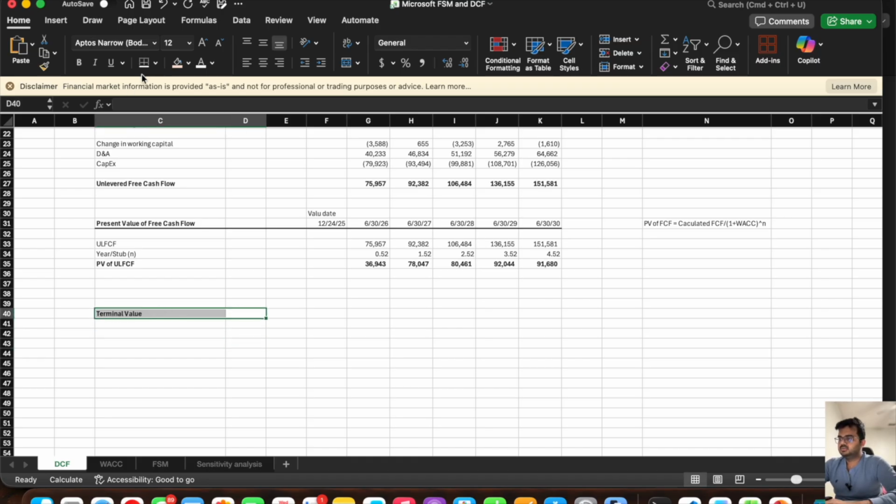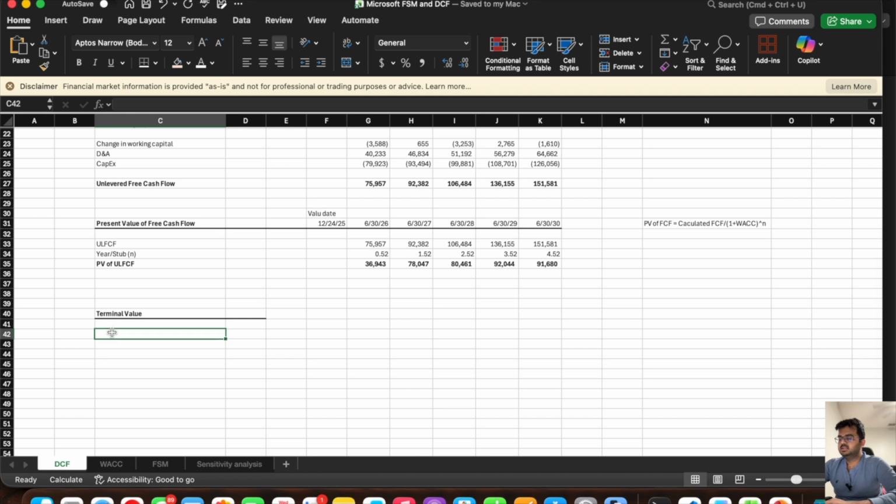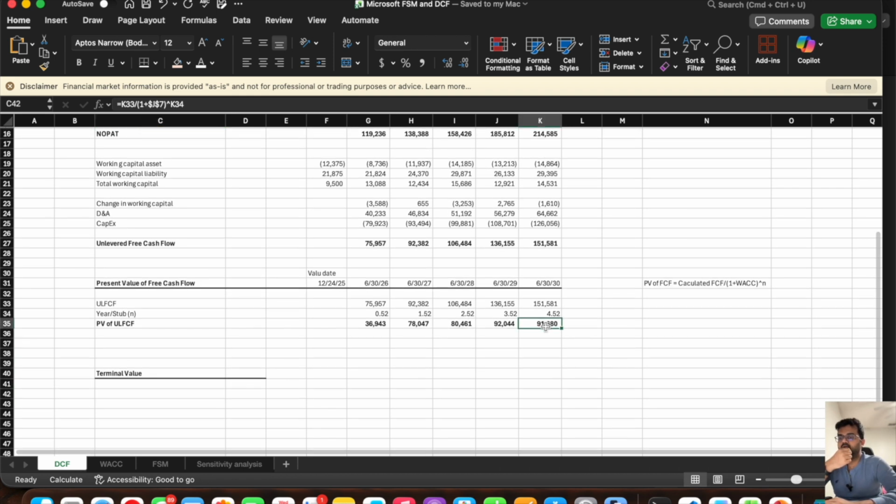For this, I will just do this. For terminal value, first, what is terminal value? We have projected the free cash flow for the next 5 years here. But the understanding is the business is not going out of business by the end of the 5th year. The business is going to grow beyond the 5 years period.